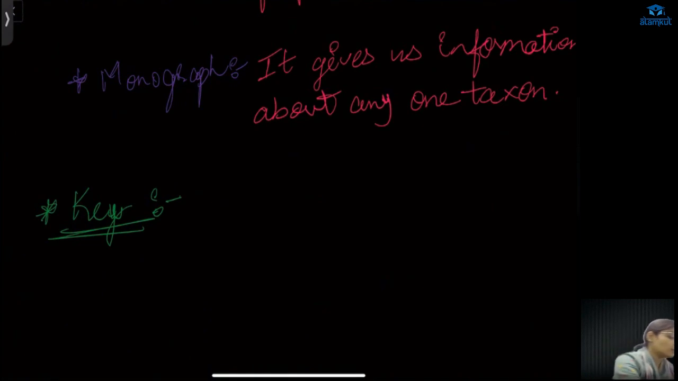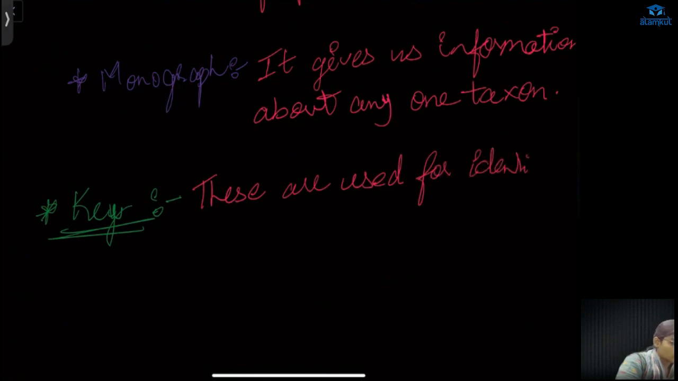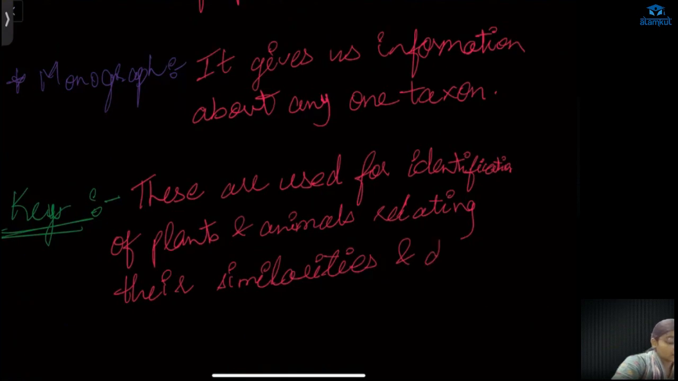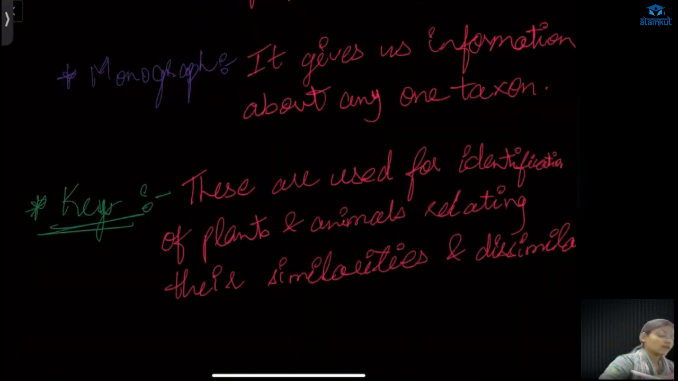Let me write the definition. What is key? These are used for identification of plants and animals, relating their similarities and dissimilarities. By studying the similarities and dissimilarities, it also gives us information about a particular kind of species. So this is about all the taxonomical aids.